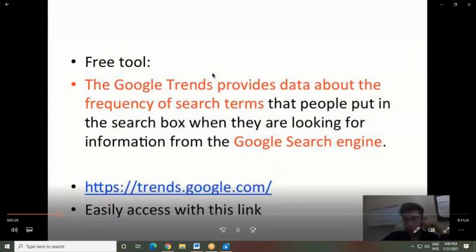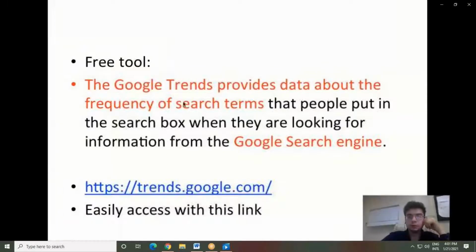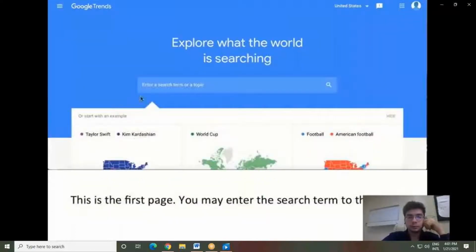Google Trends is a free tool. Google Trends provides data about the frequency of keywords that are searched on the Google search engine. You can easily access it with the link that is given here. So when you go to the first page of Google Trends, this is how it looks. You may enter the search term in the box to see the trends.